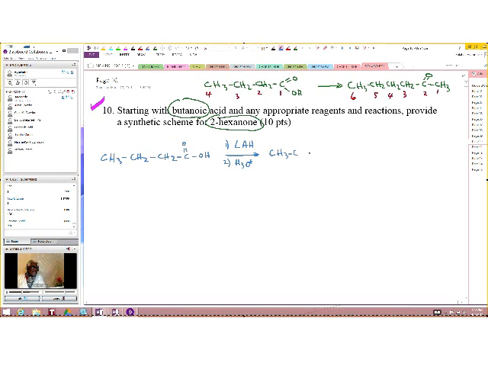Now, what other reagent can you use for this? Okay, borane, exactly. Borane followed by hydrogen peroxide. Okay, so now once you form this, then what do you do with the primary alcohol?